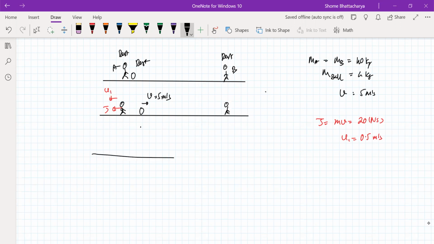Next event, what happens? B catches hold of the ball. So when B catches hold of the ball, B plus the ball develops some velocity, let's say V prime. So for this event, what is happening? mv is equal to (m plus mass of B) into V prime. So this momentum of 20 is now distributing into 44 V prime.